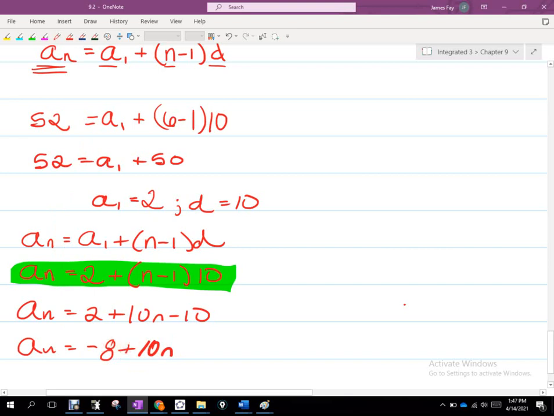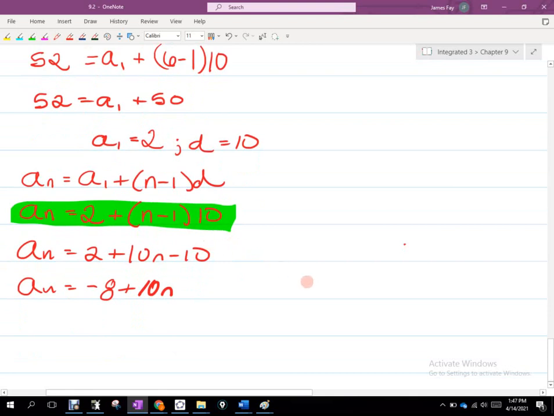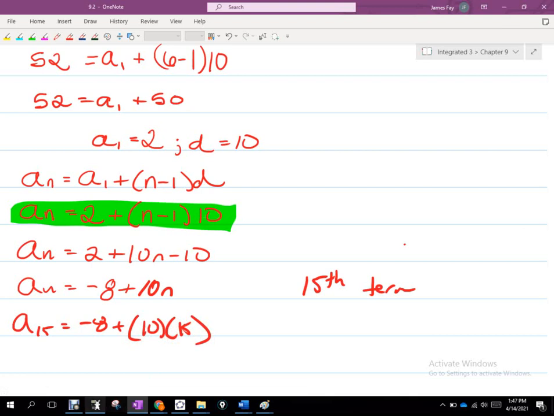So now the end question is actually find the 15th term. So that means a sub 15 would be negative 8 plus 10 times 15. So it's 150 minus 8, which would be 142. Does that make sense?